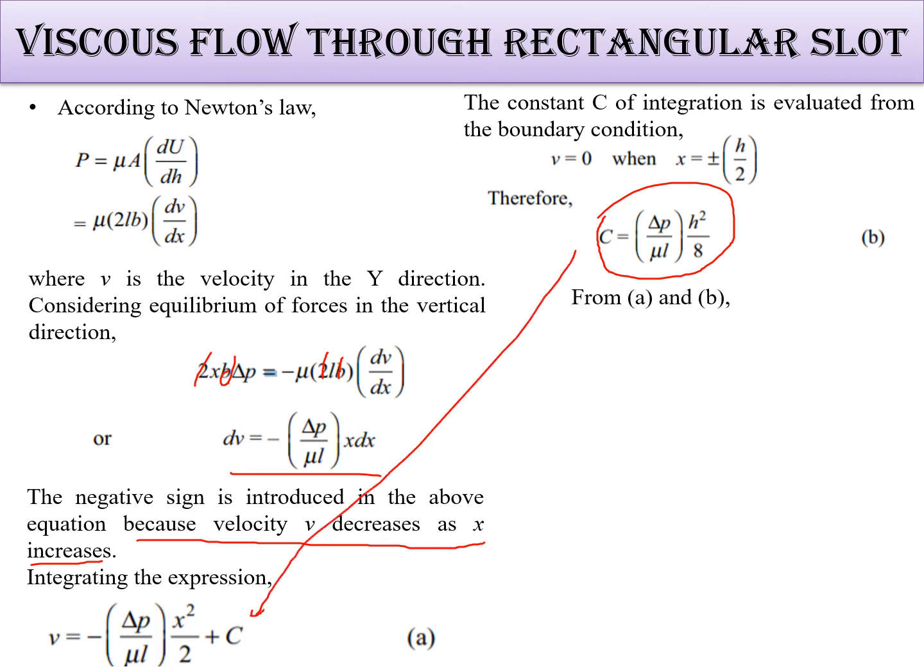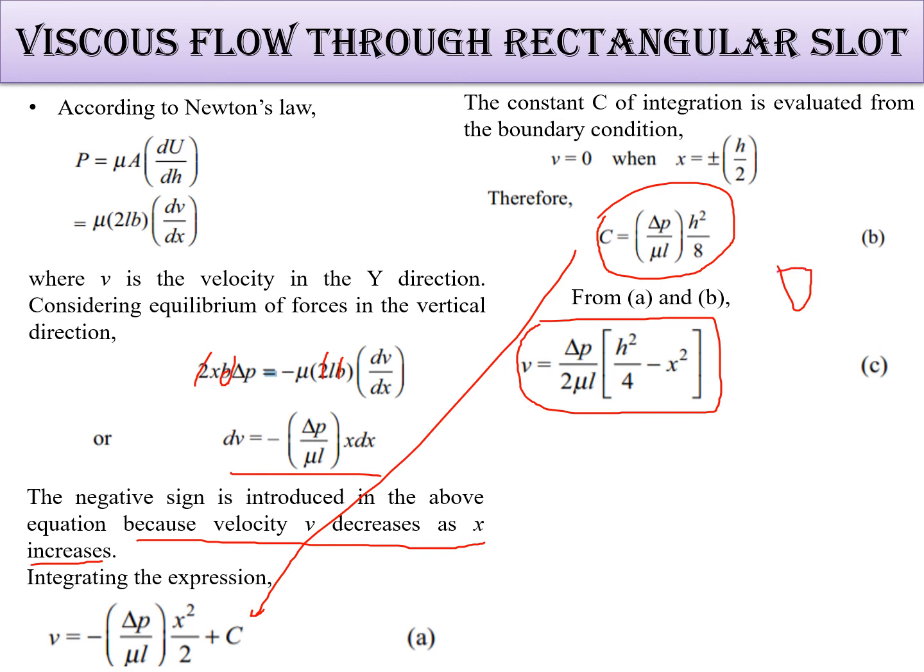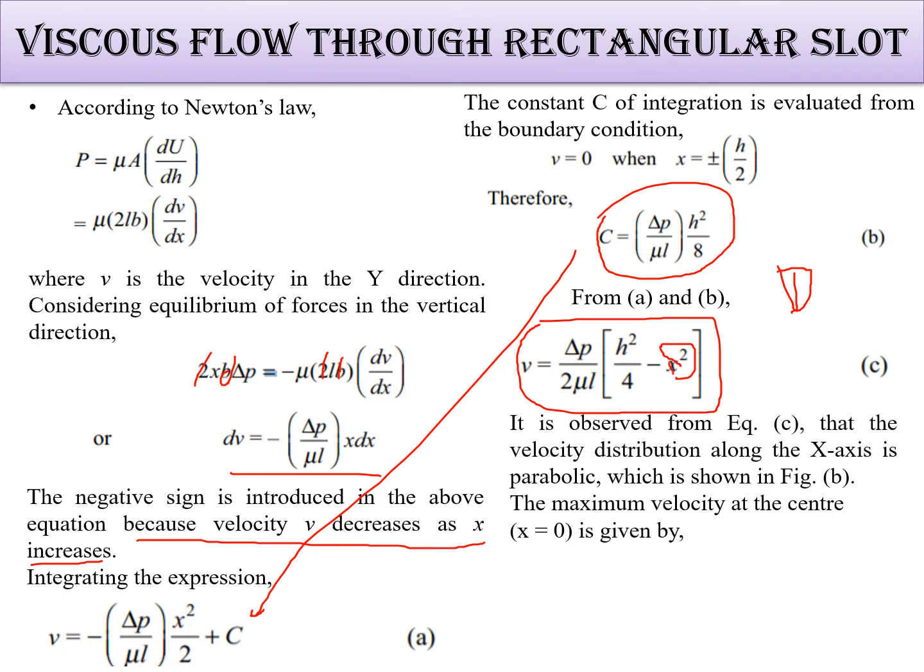we get the velocity formula. But what is the maximum velocity formula? We have seen the parabola. At x equal to 0, you will get the maximum velocity. So if you put x equal to 0, we get delta P h square by 8 mu l. This is the maximum velocity formula here.